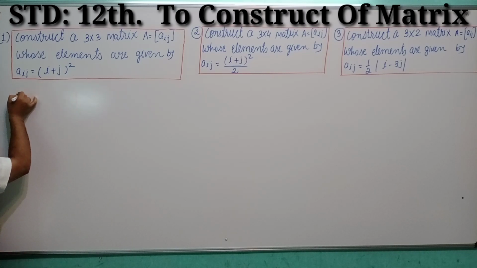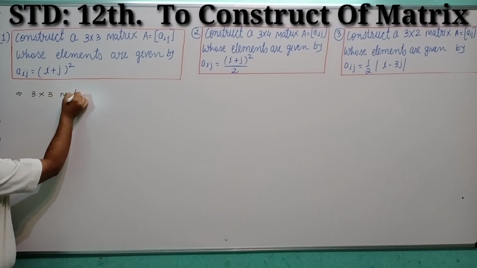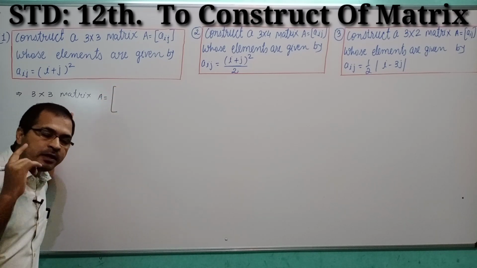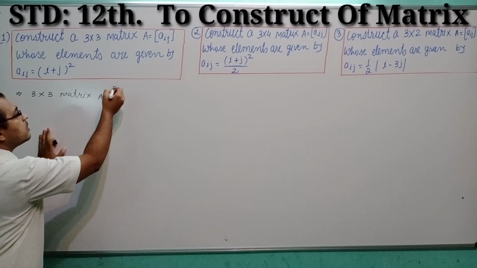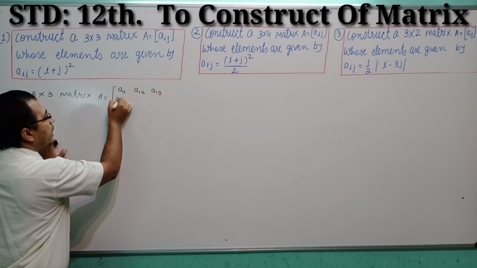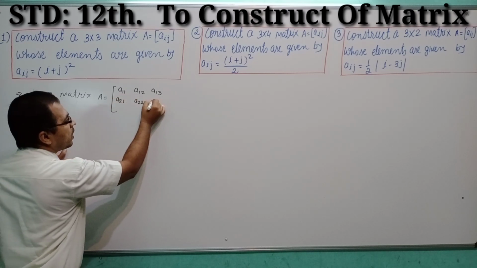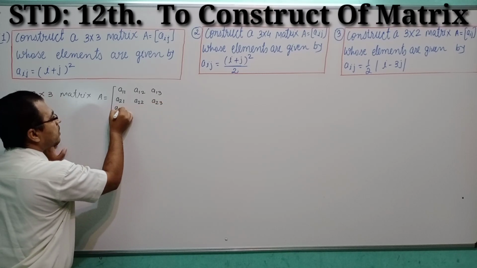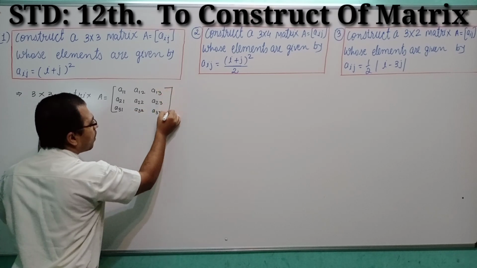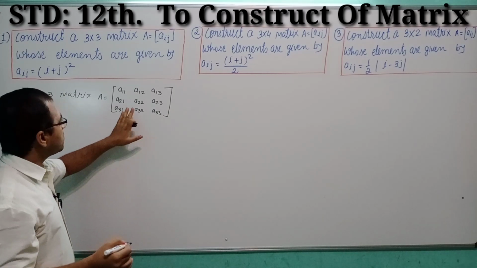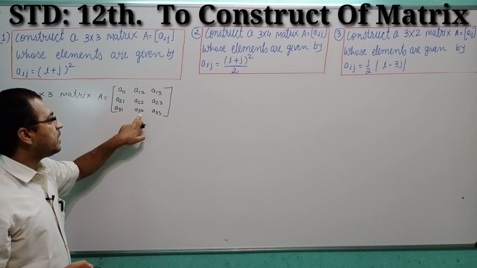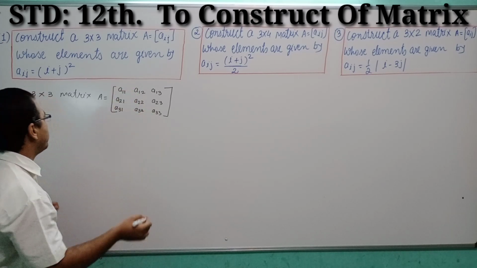3 by 3 matrix A means there should be 3 rows and 3 columns. So a11, a12, a13, a21, a22, a23, a31, a32, a33. Students, all these are the elements of this matrix. Our target is to find a11, a12, a13, a21, a22, a23, a31, a32 and a33. First of all, we will find a11.